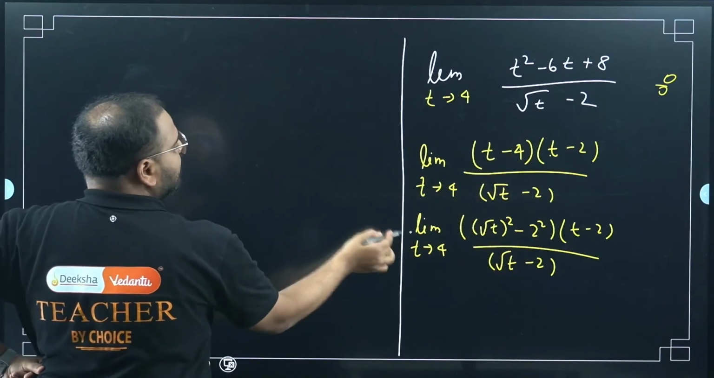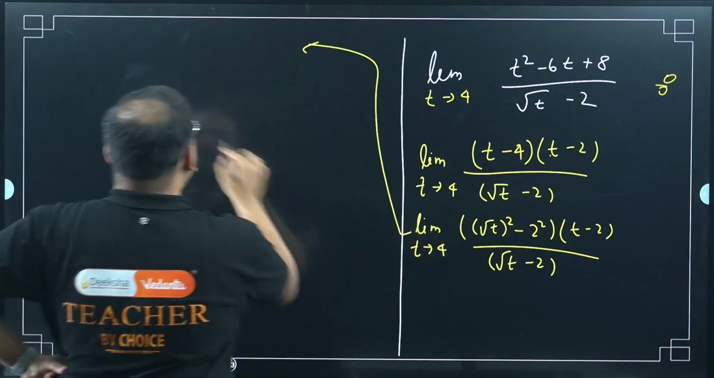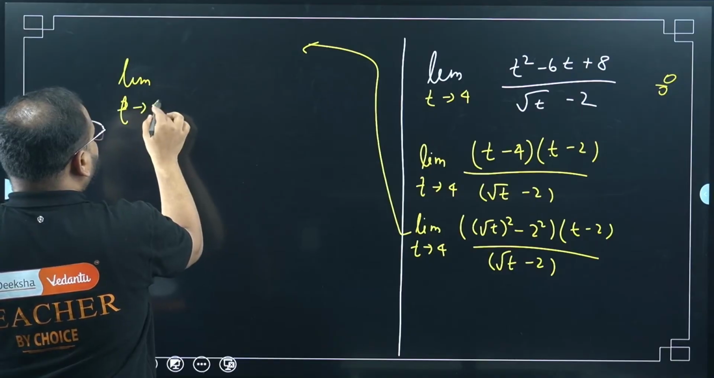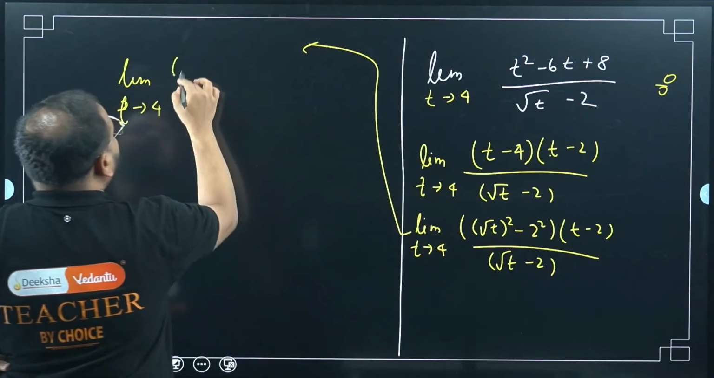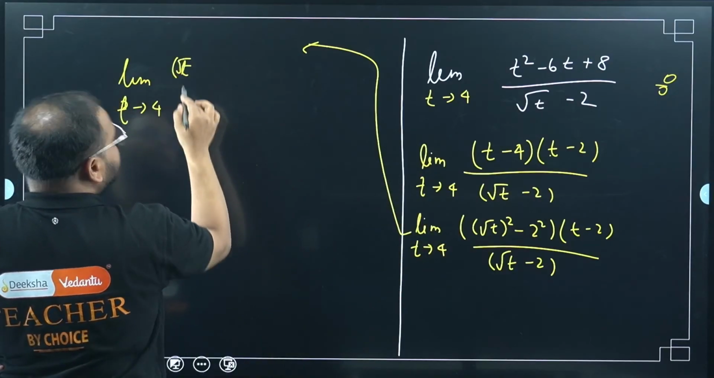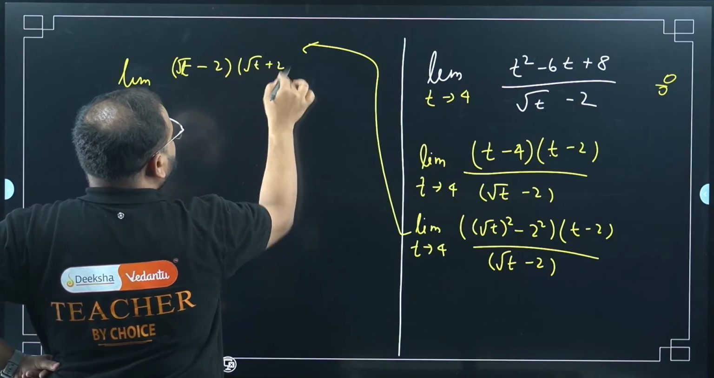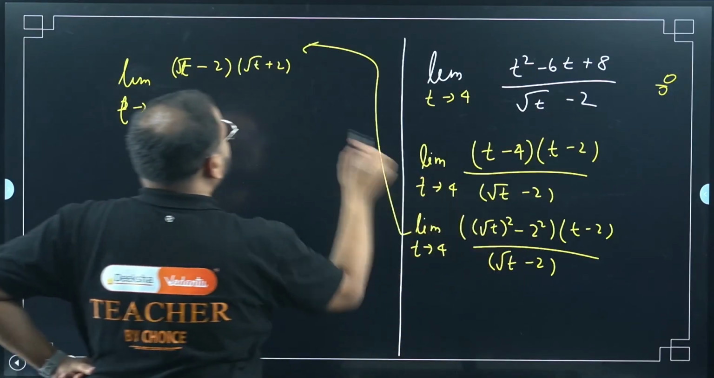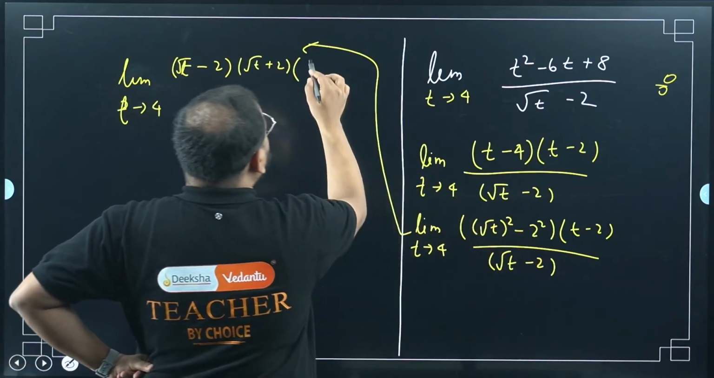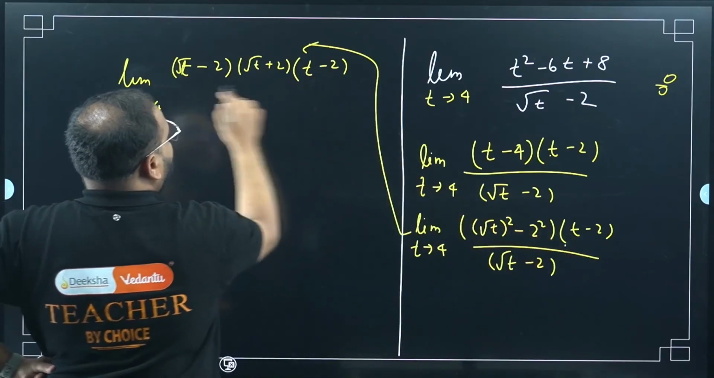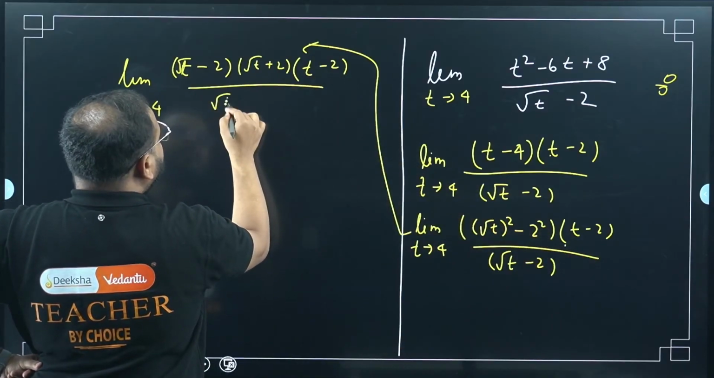What will my next step look like? Please check. This will become limit, again t tends to 4. This will be what, bacha? Root t minus 2 upon root t plus 2. This is the expansion, a minus b, a plus b. And next is what? t minus 2. This is as it is, upon root t minus 2.